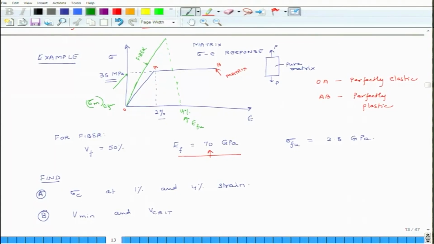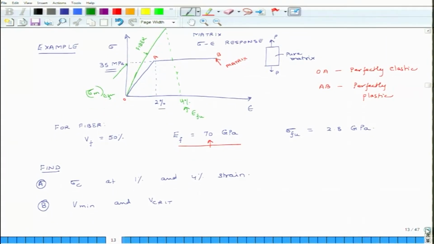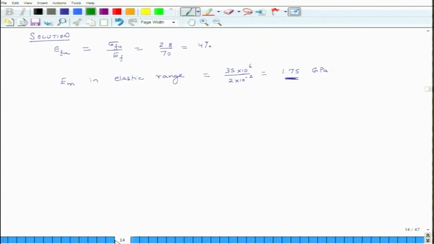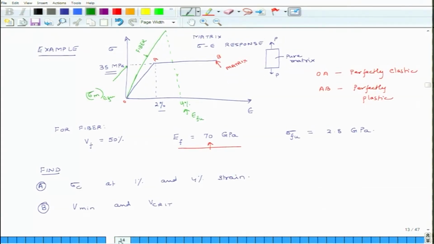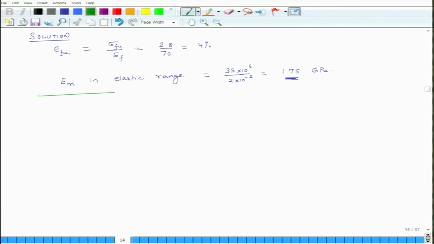This is very important to understand, because we had to figure out what is sigma f at the breaking strain of the fiber. So, now we have figured these things out. The next steps are not all that complicated. We will find sigma c at 1% and 4% strains. First we will do it at 1%.